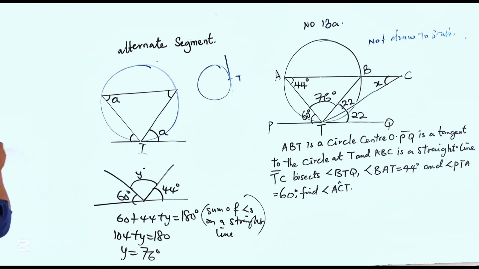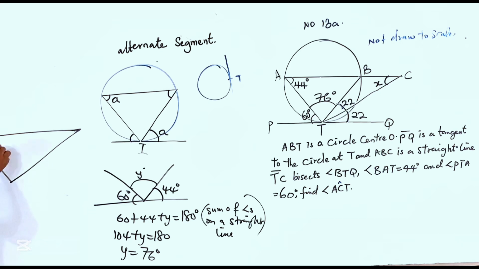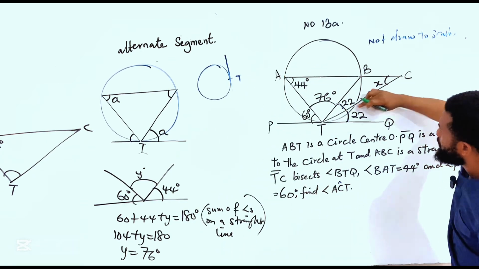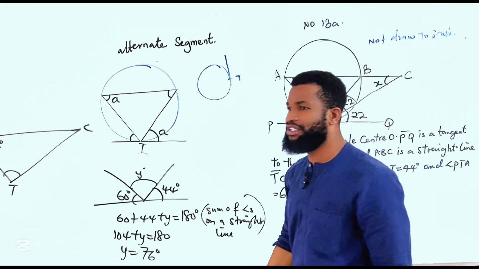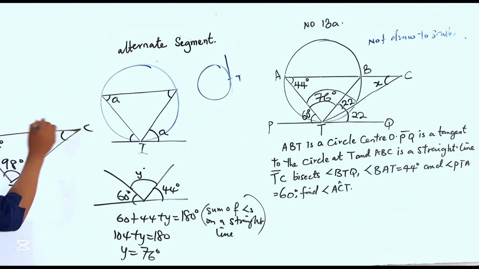Now see what we have. We now have this triangle. Look at the triangle. This place is 44, and this place is what? This is A, T, and C. Look at the triangle A, C, T. I'm looking at it from this place. You add 76 plus 22, which is 98. This is 98. Then this is the angle we are looking for, which is X, or ACT.